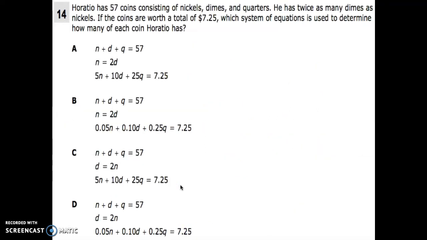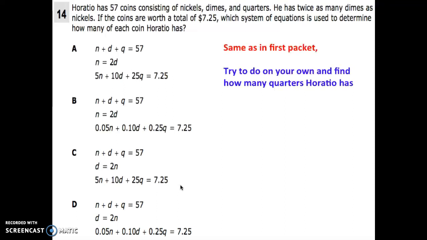Question number 14 is the exact same question as in the first packet. So what I would like for you to do is not go back to the first packet and find the answer, but instead try to do it on your own based on just what you have here in the question. And also when you find out which equation is correct, type it in the calculator and see if you can figure out how many quarters Horatio has.